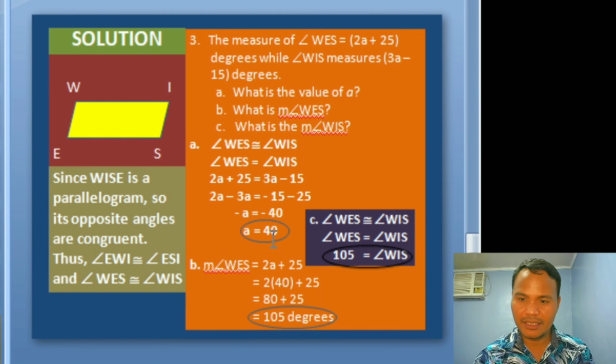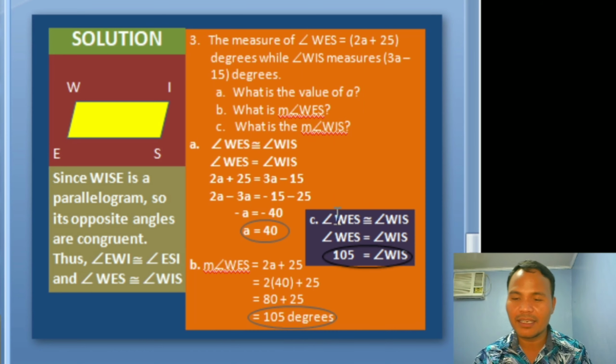For letter B, from the given problem, we know that the measure of angle WES is equal to 2A plus 25, and we already solved that the value of A is equal to 40. What we are going to do here is substitution. So 2A will become 2 times 40, then plus 25. Multiplying 2 times 40 is 80, plus 25 is 105 degrees. Okay, that's our answer in letter B.